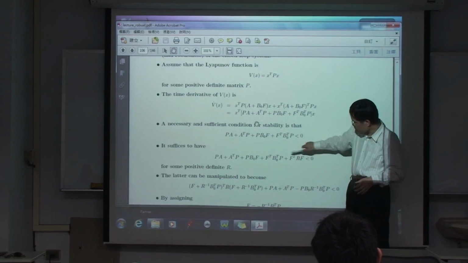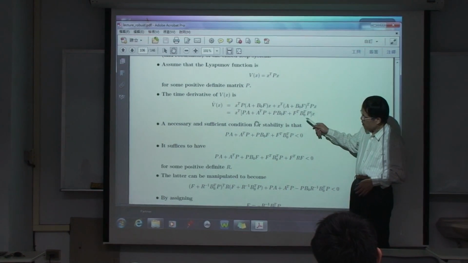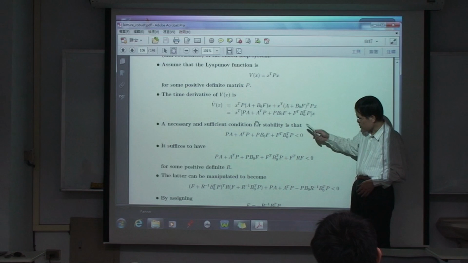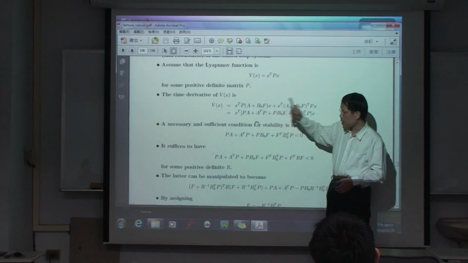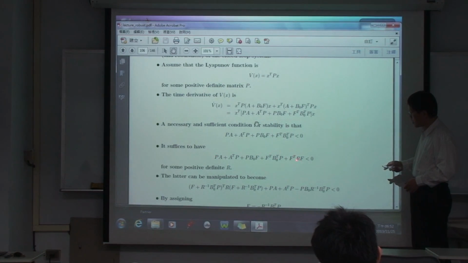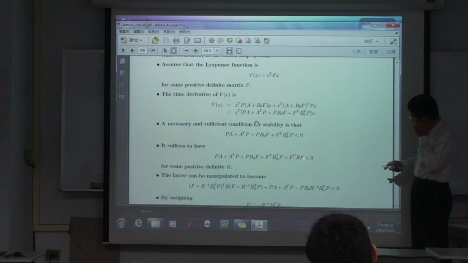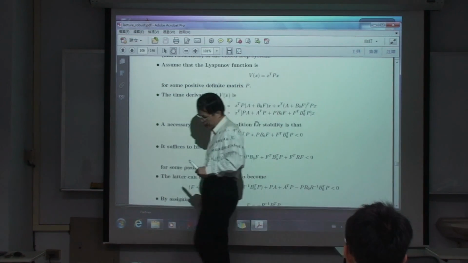So suppose this condition is satisfied. That automatically guarantees this one, and this is necessary and sufficient for stability. So if I can achieve this, then I can achieve stability. Okay. And the nice thing about this, definitely you will see F and F here, but then by completion of the square, we end up with this.